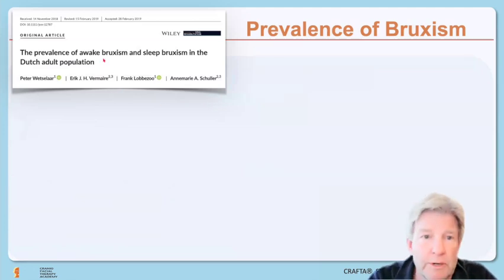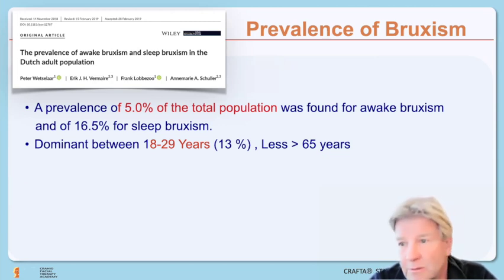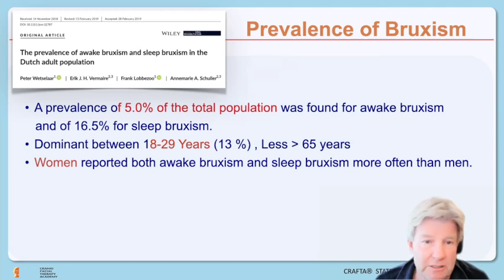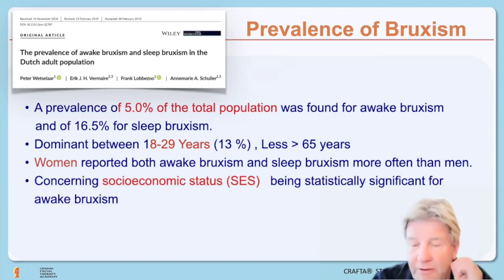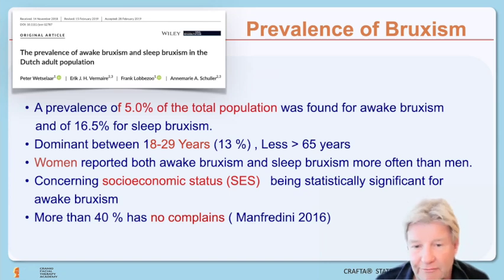Now, the dentist groups tried to examine this more in the past, and they also looked at prevalence studies. And what we see is that the prevalence is 5% of our population having a kind of bruxism, and sleep bruxism more than awake bruxism. The definition I want to tell you later. Dominantly between 18 and 30 years, and less in those 65 years and older. Dominant in women, and also a very important psychological contributing factor is the socioeconomic status. The more stress patients have at work and in dealing with their daily life, the more bruxism they saw. And a lot of people have no complaints.